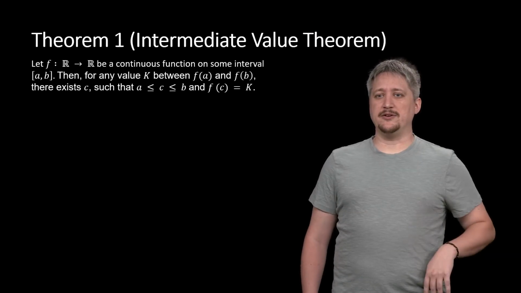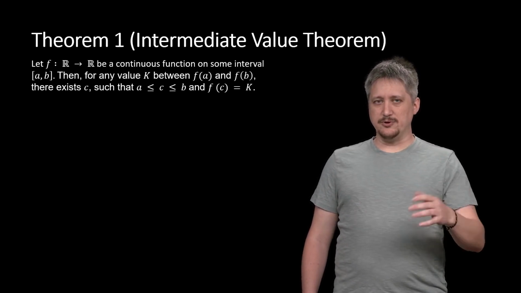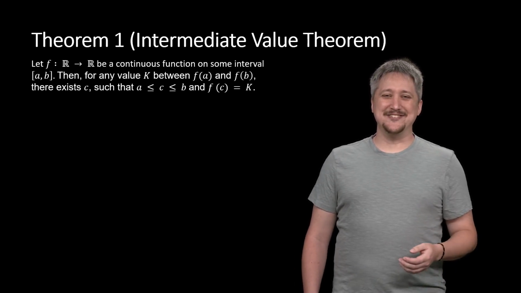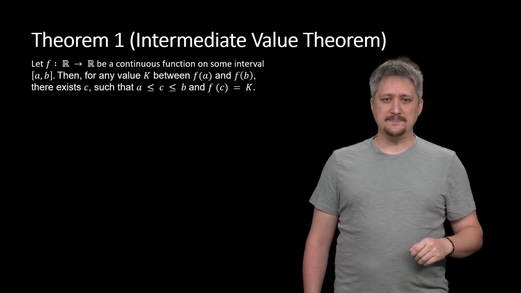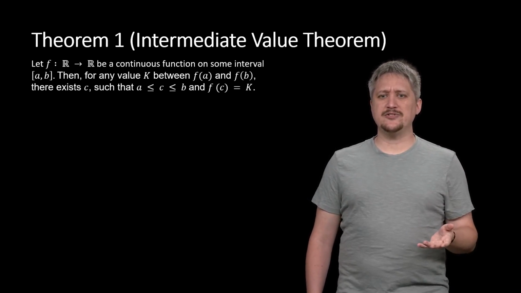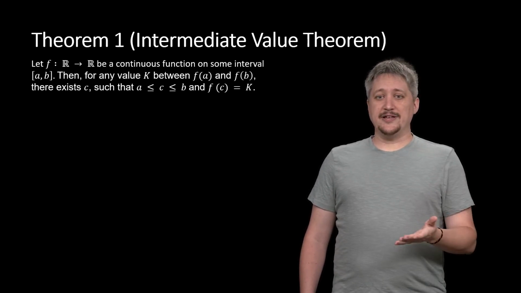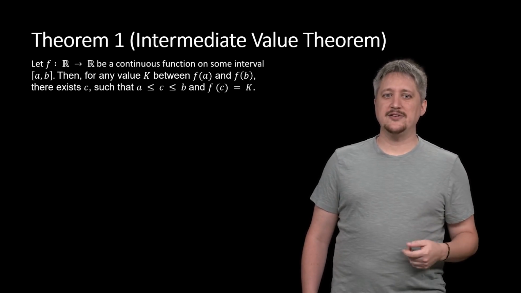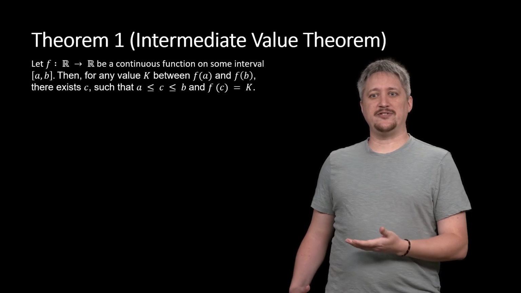So as mentioned, the intermediate value theorem. I'm going to read through it, and then I'm going to translate it into human speak. The theorem says, let f be a function from R to R, so it's a real valued function, and continuous on some interval a to b. Then for any value k between f of a and f of b, so for any y value between these, there exists some c between a and b such that f of c equals k.